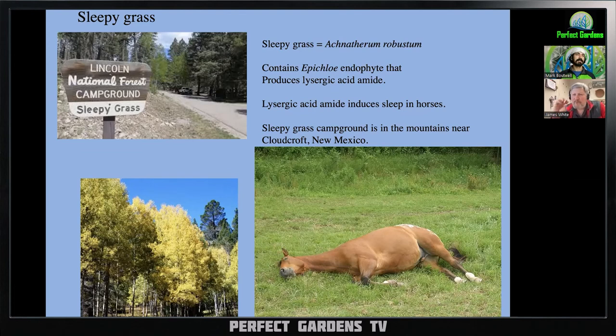Of course, we don't know if the animal was high before it went to sleep. We have no idea. Or if it's having sweet dreams or what. We just don't know. It's just a slightly different variation of the molecule. It's a variant that has a major effect. It's so interesting.